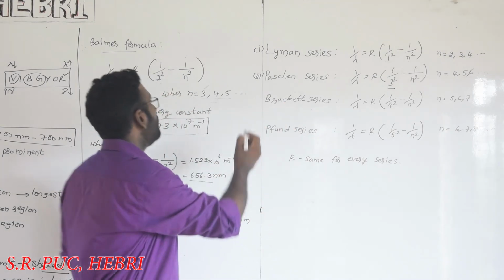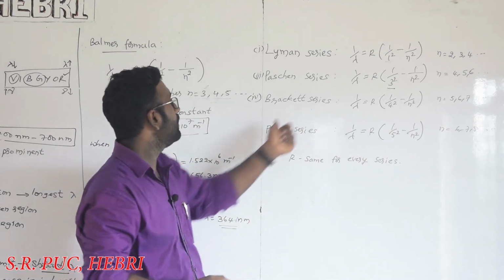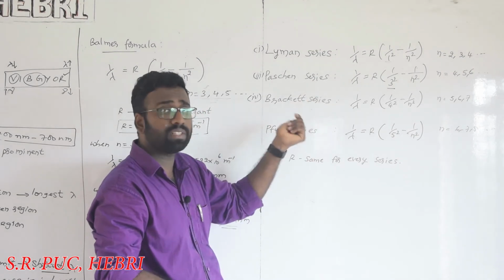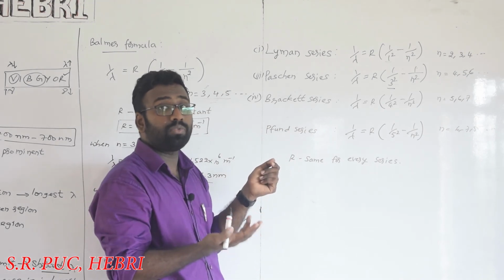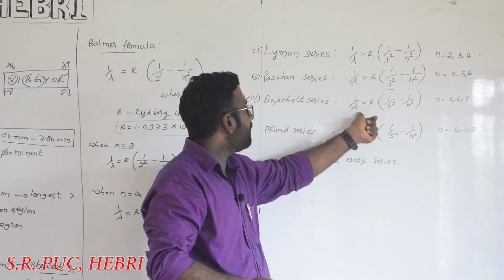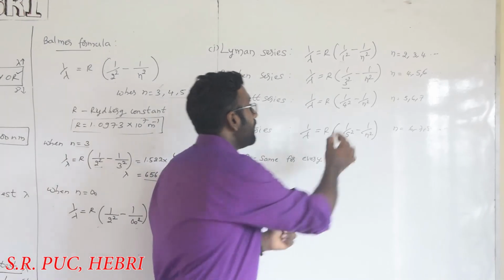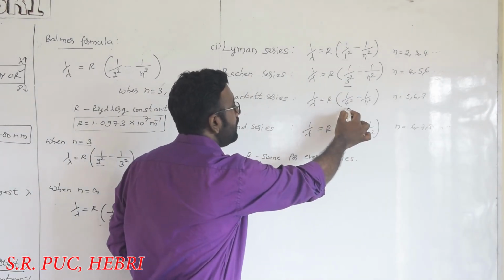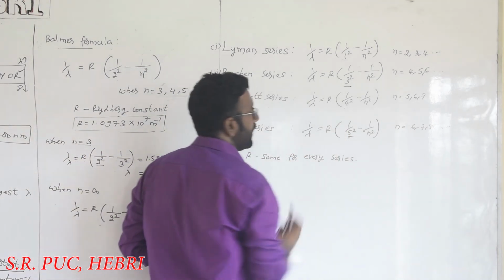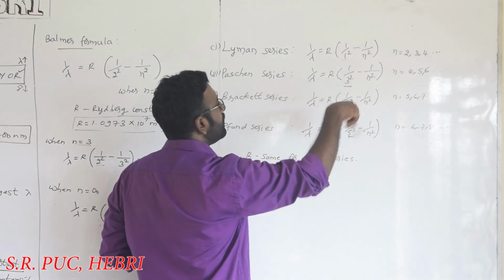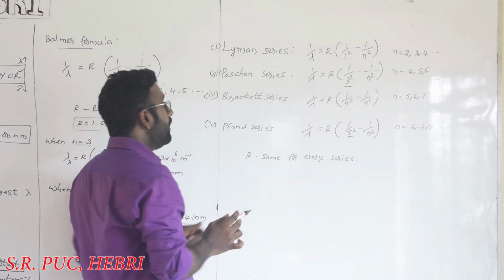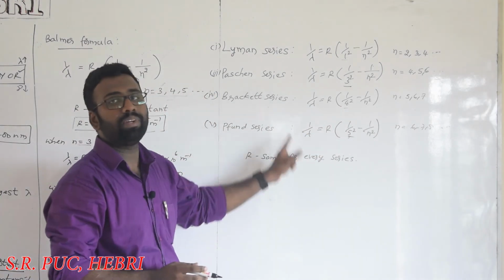Similarly, the fourth one is the Brackett series. Paschen, Brackett and the others come at higher orders of frequency. Here the value is 1 divided by lambda equal to R into 1 by 4 square. Look at the difference: 3 here, 4 here. Then next comes the Pfund series, where it is 5. I'll tell you in the next topic why this is 1, this is 3, this is 4 and this is 5. And the R value is the same for every series.